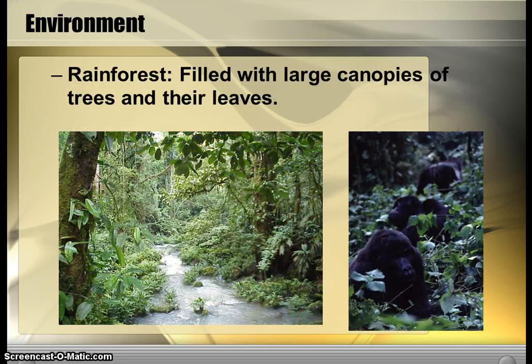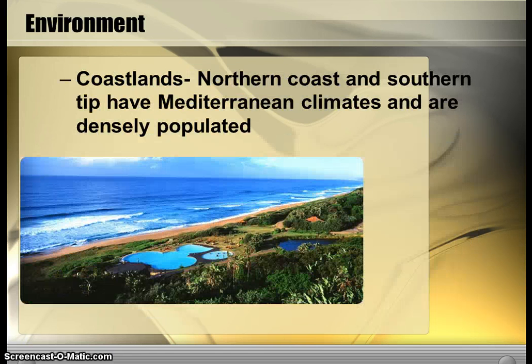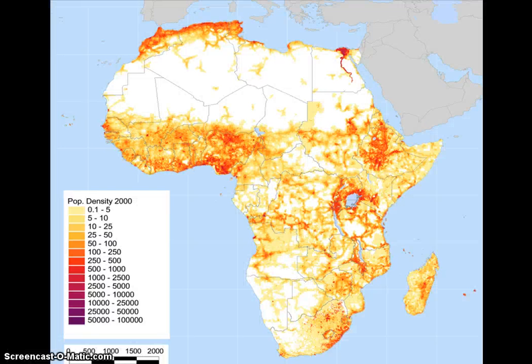And then we have the rainforests. The rainforests are filled with trees with large canopies, large layers of leaves. There's lots and lots of things that live here. It's a good place to get resources from. Then we have the coastlands. The northern coast around the Mediterranean Sea and the southern tip of Africa are very similar in climate. The southern is about the same distance from the equator as the northern part, so they have about the same climate, and there's lots of people in these places.